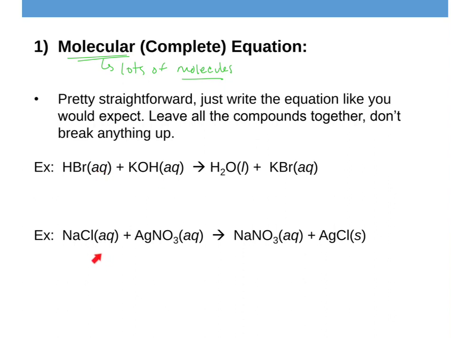And then here's another reaction. Sodium chloride and silver 1 nitrate make sodium nitrate and silver 1 chloride. Sorry, I said silver 1 chloride over here. Silver 1 nitrate makes sodium nitrate and silver 1 chloride. And again, you just leave everything together. So this is how we've been writing reactions so far. When we've been balancing them, all that sort of stuff, this is how we've been doing them. This is what we use for stoichiometry. This is the most common way to represent an equation.